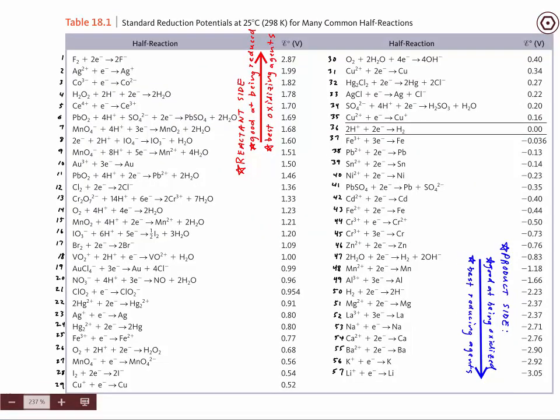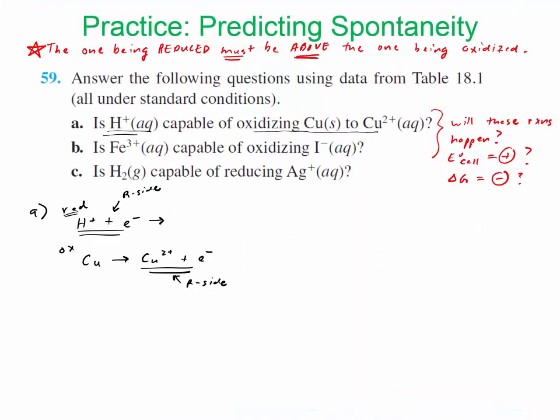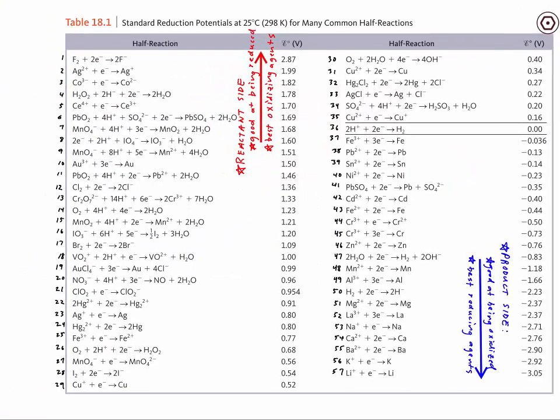So let's try to find H plus with some electrons on the reactant side, and we see that it's right here, number 36. The E red for that is 0.00 volts. Now we're going to look for copper ions, and this needs to be on the product side. That one is reaction number 31, right here. This is the one being copper being oxidized, so we're going to flip this one, and we see that it's a negative.